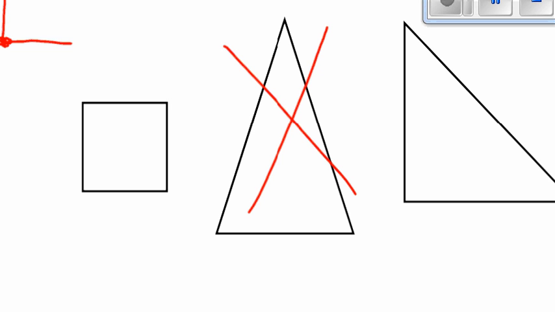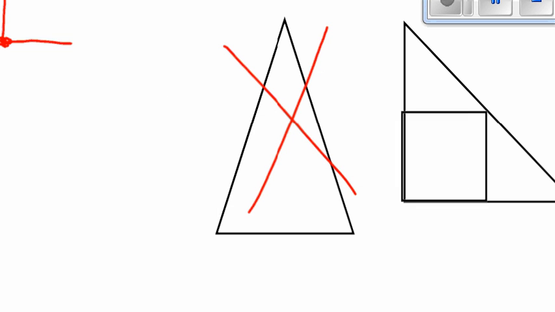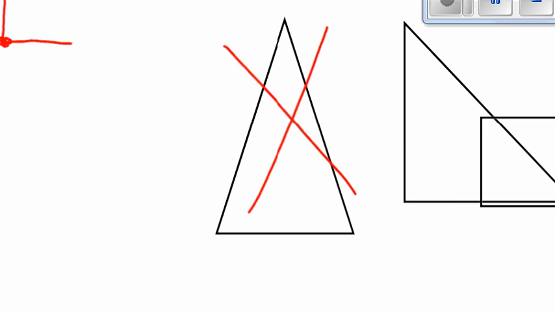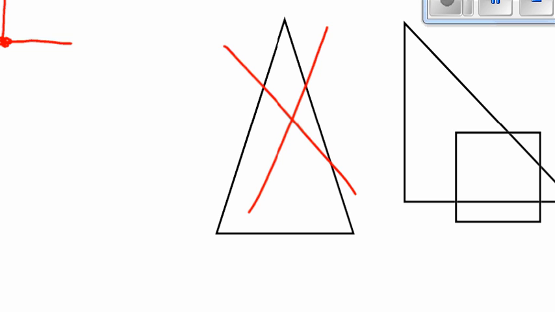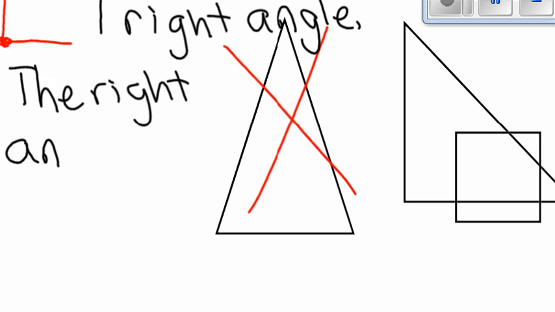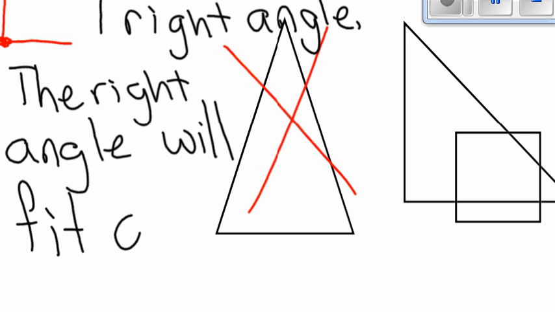But what about this triangle? You can draw a triangle like this. Well, let's check it. Hey, we can fit one right angle in a triangle. But the question is, can the triangle have two right angles? Well, let's find out. Nope. Nope. A triangle can only have one right angle because, and they're asking us to explain, because the right angle will only fit one time.